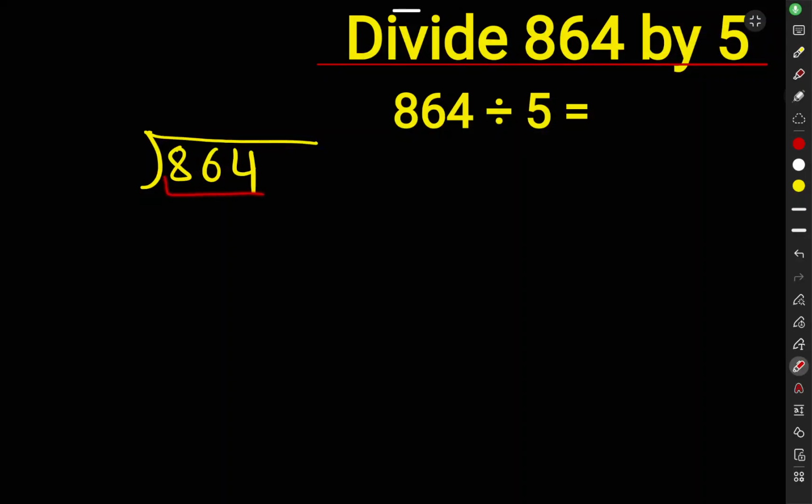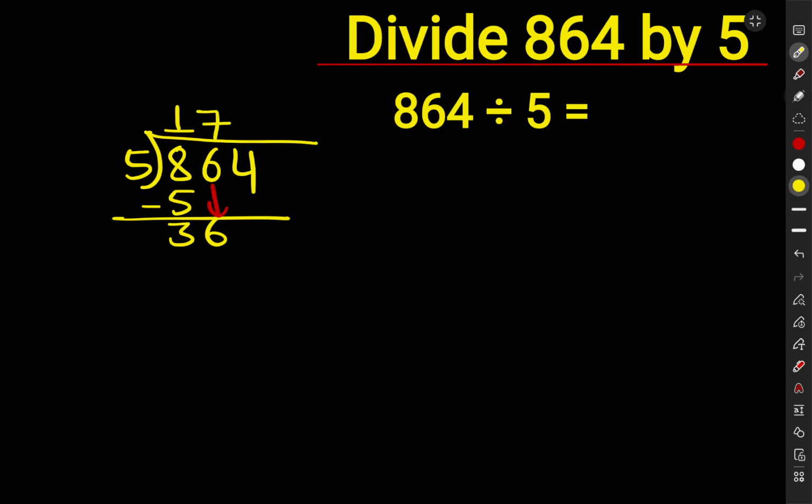Divide 864 by 5 in a long division method. 5 times 1 is 5. On subtracting, we get 3. So now we put down this 6 and it is 36.